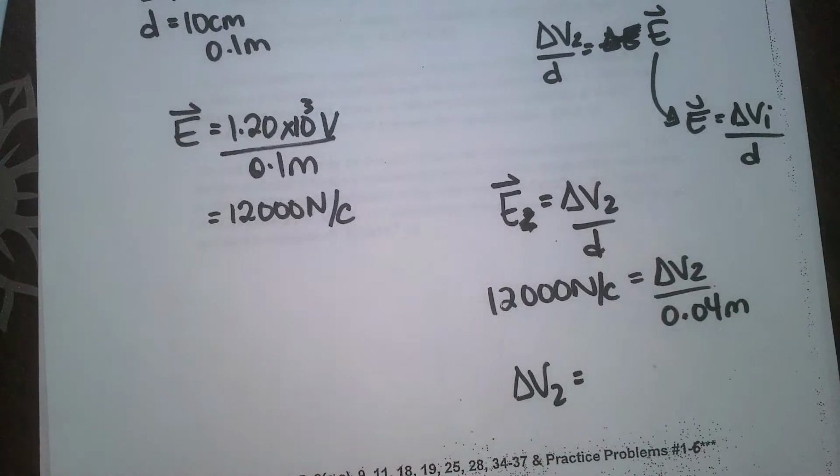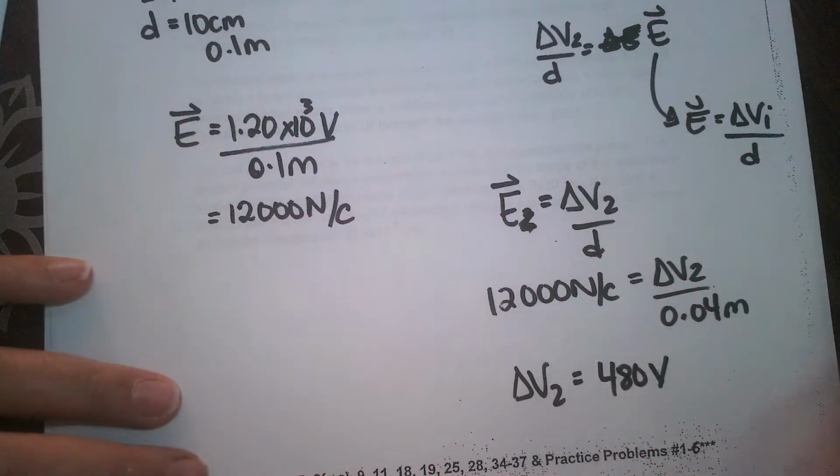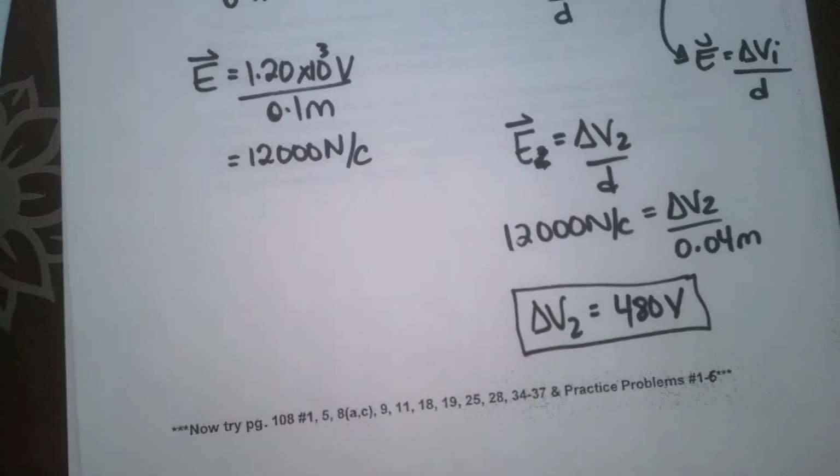So the potential difference between two particles 4 centimeters apart inside a set of plates that are 10 centimeters apart is equal to what? 480 volts. Okay?